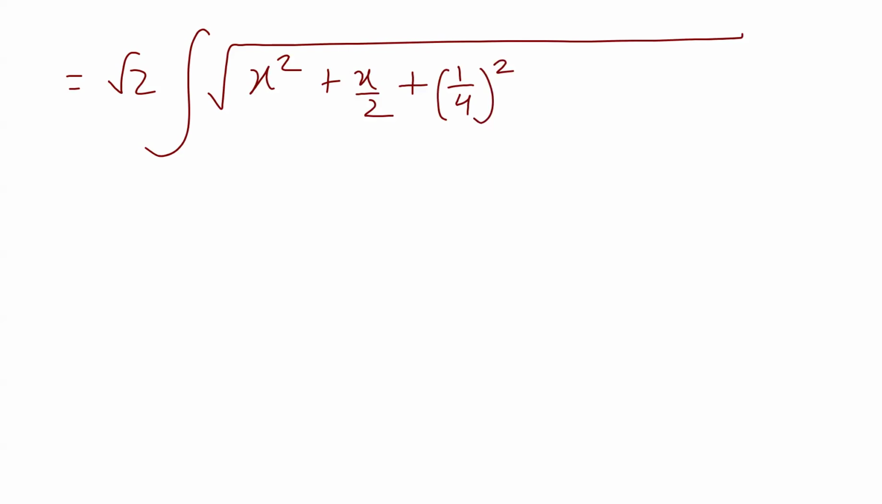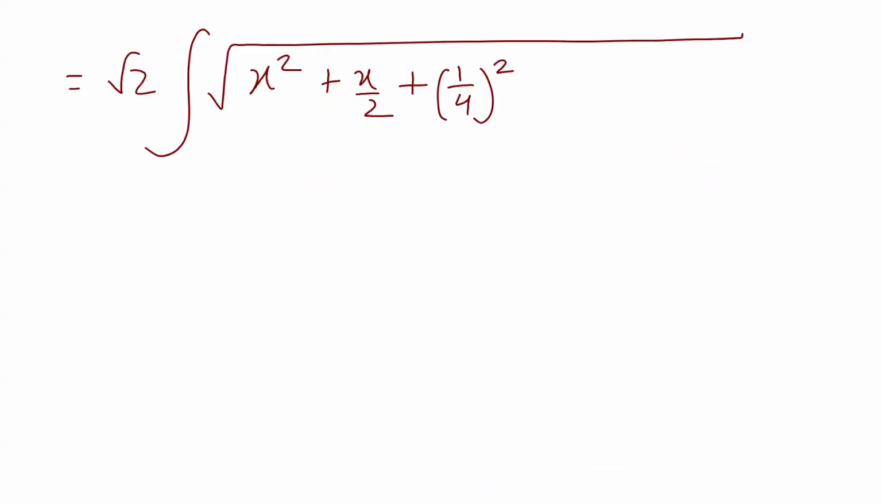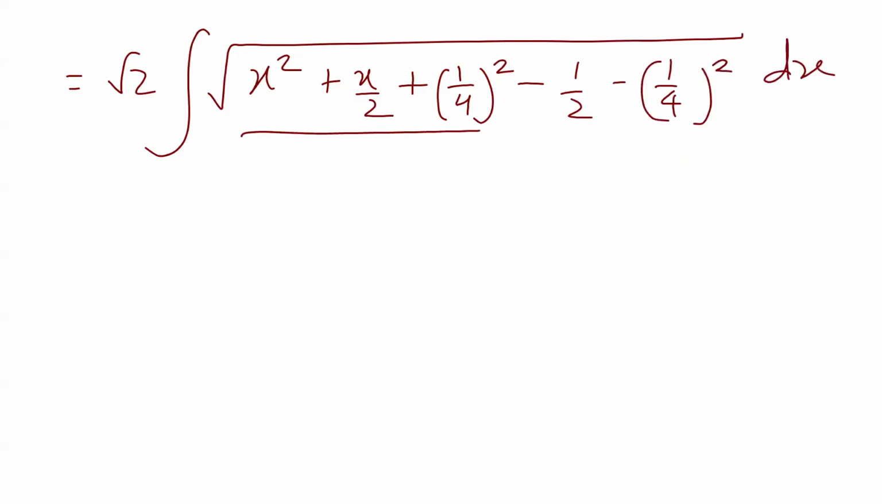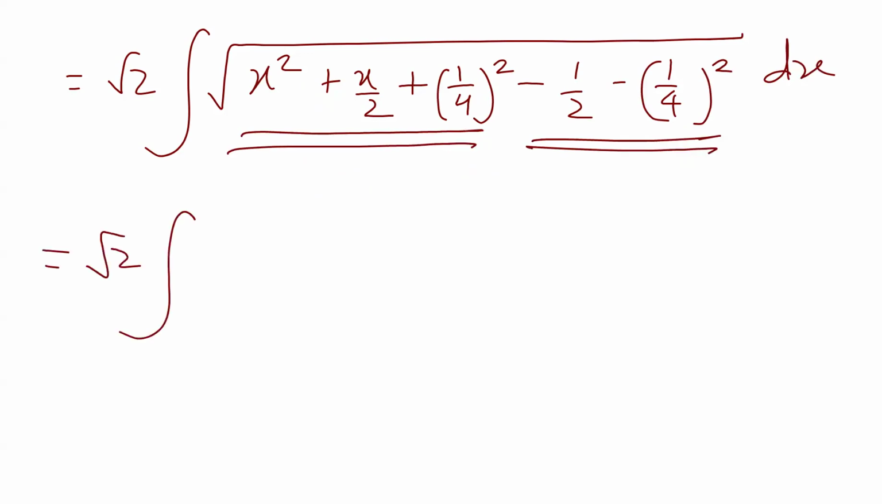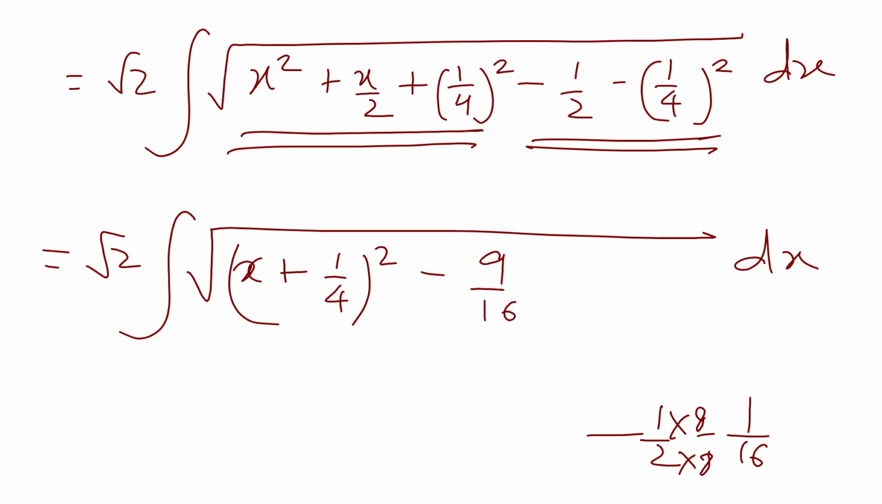Okay, constant is the last term. Last term is minus half. So minus half minus 1 by 4 the whole square dx. Right? So root 2 integration x plus 1 by 4 the whole square minus 1 by 2 minus 1 by 16. Okay, so into 2 I'll do. So this is minus 9 by 16. Minus 9 by 16. Okay.